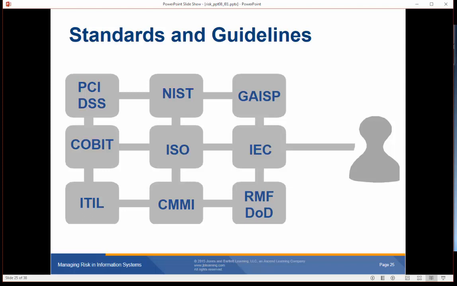So the standards and guidelines for compliance, the PCI DSS. If you use a credit card of any type, you will pay close attention to this one. It's the Payment Card Industry Data Security Standard. It's basically a set of standards that was developed by the large credit card companies, and it is basically required for merchants using specific credit cards.